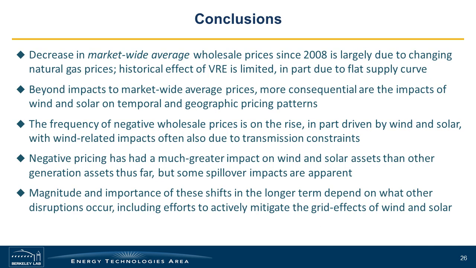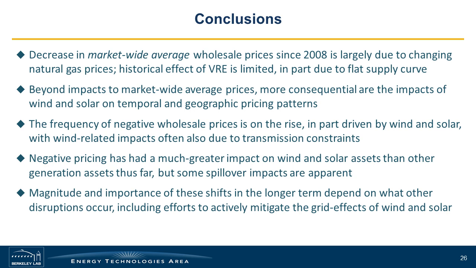Okay, so the conclusions from all of this are that the decrease in market-wide average wholesale prices since 2008 was largely due to changing natural gas prices. The historical effect of wind and solar has been limited in part due to the flat supply curves that we see in 2017, driven by the lower natural gas prices. But beyond the impacts to market-wide average prices, what's been more consequential are the impacts of wind and solar on temporal and geographic pricing patterns, where we've seen some pretty significant shifting.